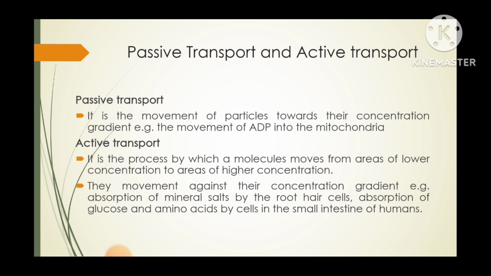While active transport is the process by which molecules move from areas of lower concentration to higher concentration. So when we talk about active transport, they are moving from lower concentration to higher concentration, and in doing that, these particles and molecules move against their concentration gradient. An example is the absorption of mineral salts by the root hair cells, and the absorption of glucose and amino acids by the cells in the small intestine of humans. So all these are examples of active transport.